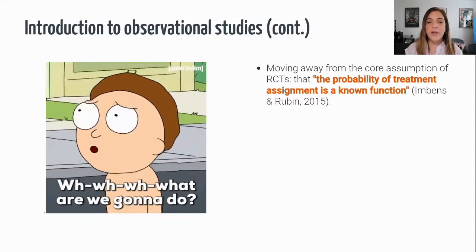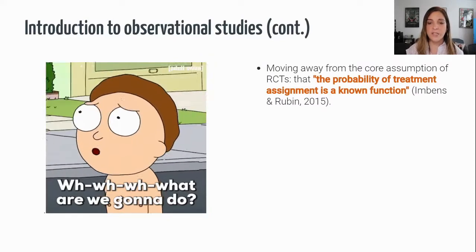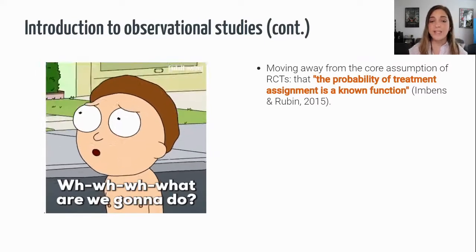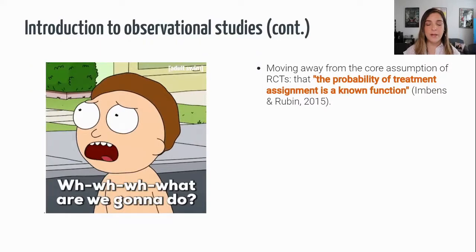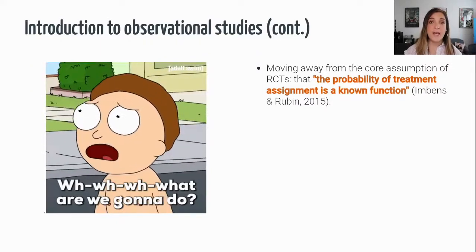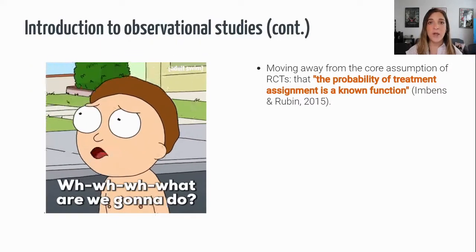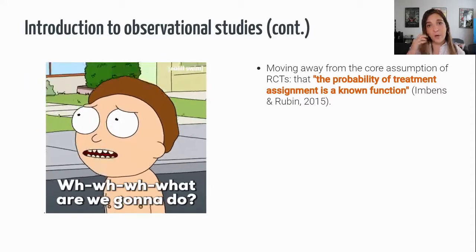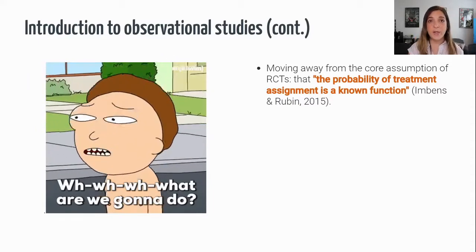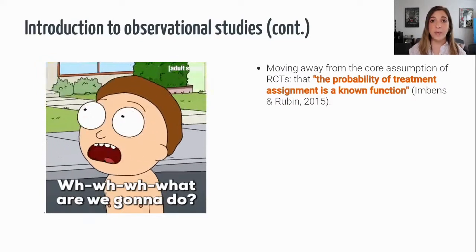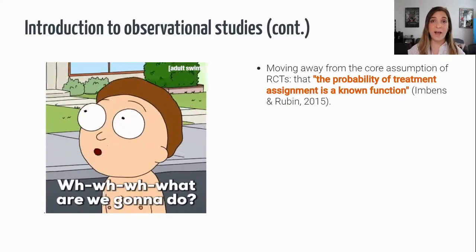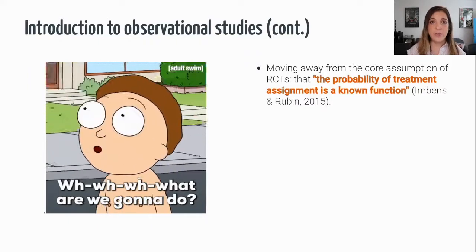So for this part, we're going to move away from the core assumption of RCTs, basically that the probability of the treatment assignment is a known function. So as you recall, on the previous class, we designed the treatment assignment. So clearly we knew exactly what the probability for each unit was to get the treatment or not get the treatment. In this case, that probability will not be known, and we will have to estimate it to the best of our abilities.